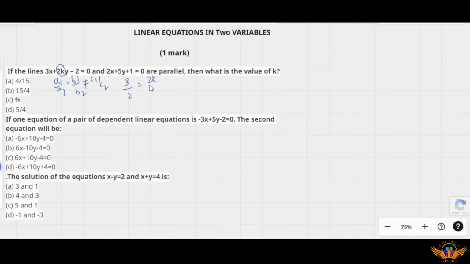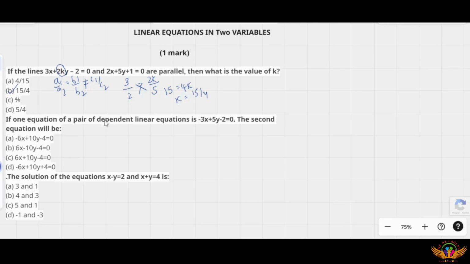Okay, 2k by 5. Come on, do the cross multiplication. 5 3s are 15, 2 2s are 4k. So k is equal to 15 by 4. Hence the option B is the answer. Let us go to the next question.